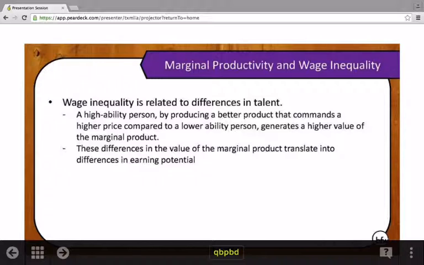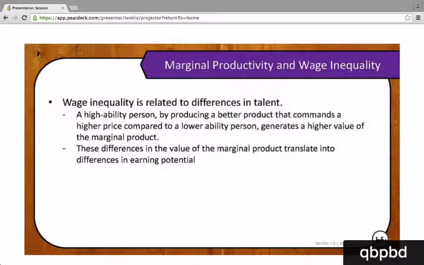The second thing that can explain the difference would be related to differences in talent. Okay? A high ability person, by producing a better product that commands a higher price, will get paid more compared to a lower ability person because they generate a higher value of the marginal product. A person who has a high level of knowledge and skill and does their job very well will produce a better product than someone who doesn't. And so the value of their product will be greater, and so they will be paid more for it. These differences in the value of the marginal product translate into differences in earning potential.